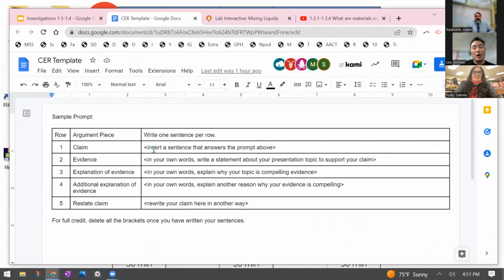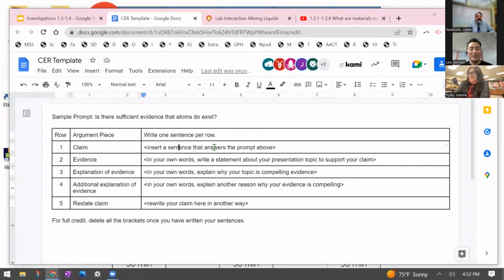All right, are you going to agree or disagree with this prompt? And the sample prompt could be, does 5 + 5 always equal 10? It can be something as general as, is there sufficient evidence that atoms do exist? This is something that's nice and generic, so you can use this for all activities. And then the students can either say, yes, there is sufficient evidence, or no, there's insufficient evidence for these atoms.